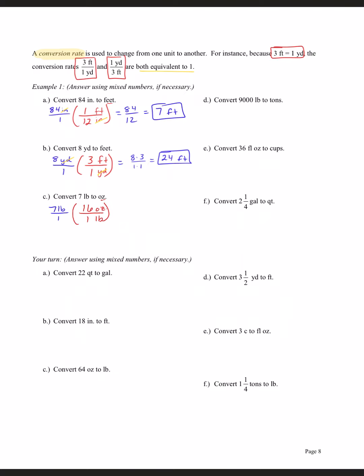So then we double check that our units cancel, so pound for pound, and then we multiply straight across. So we have 7 times 16, which is going to give us 112, and then the denominator would just be 1 times 1, which is 1. So we'd have 112, and we can just say ounces. So there, we didn't have to change any to mixed numbers.